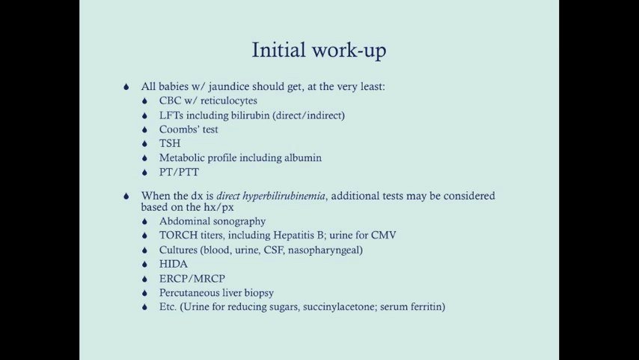Or does this look like a well baby that might have biliary atresia, in which case we want to get a sonogram and possibly send the baby in for HIDA or for biopsy? So really, it depends on how the baby shows up. Some other tests that may be ordered are the urine for reducing sugars, succinyl acetone, and serum ferritin. Of course, the serum ferritin you're looking for neonatal hemochromatosis. The reducing sugars, you're looking for galactosemia. Succinyl acetone, you're looking for tyrosinemia. So those are some less commonly tested ones that may show up.